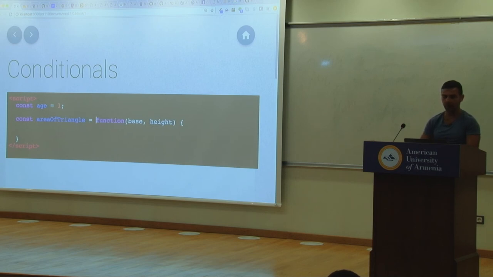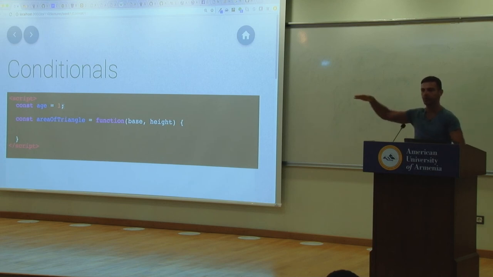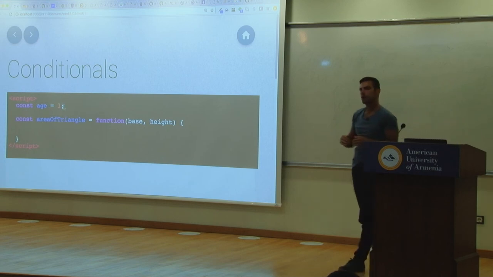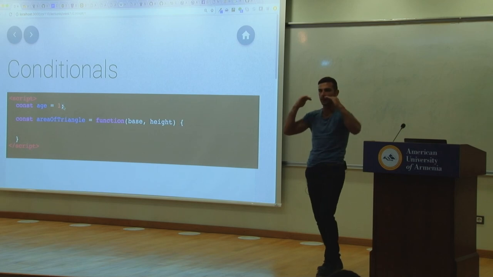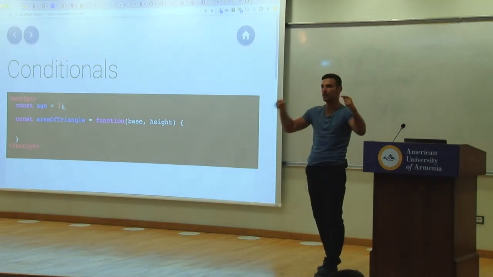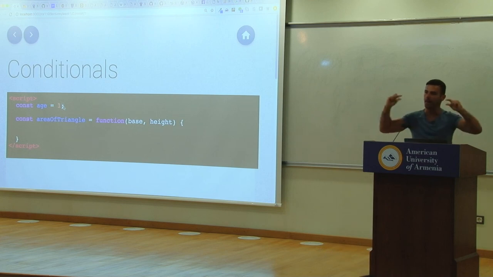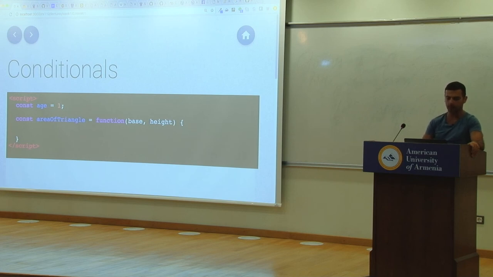And just as here, notice this semicolon at the end. This means end of expression. Think of it this way: you're telling the code to do this, then this, then this. Each one of these ends with a semicolon. It's like the period at the end of your sentence. It's the end of your command. So just as here we say age takes 1, end of command, here we're saying this takes this function, end of command.